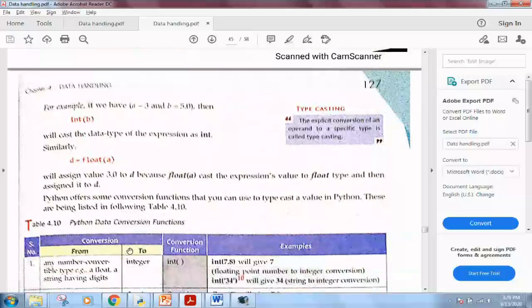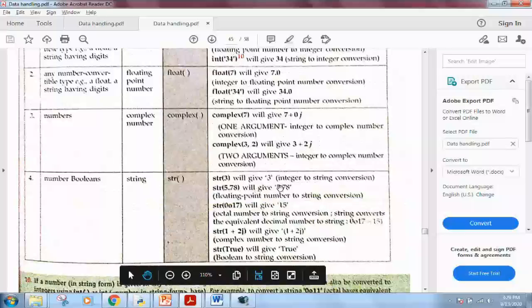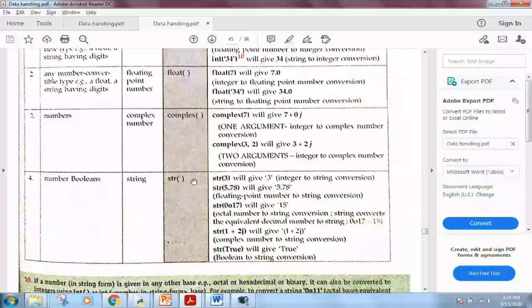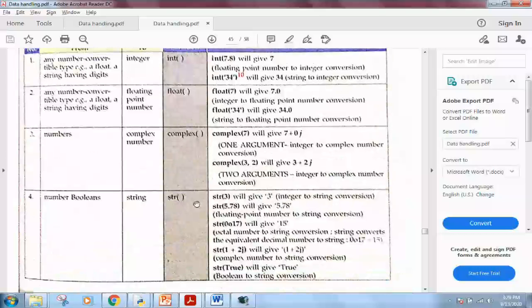Later on I will discuss the str function also, which converts any number to string, and it can also convert a floating number to string. I am first explaining here, then we will go through all of these: integer, float and str. Complex numbers we are not doing right now. So integer and float we will see, and str also.